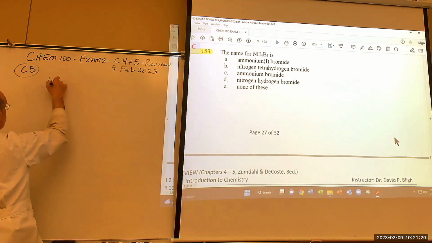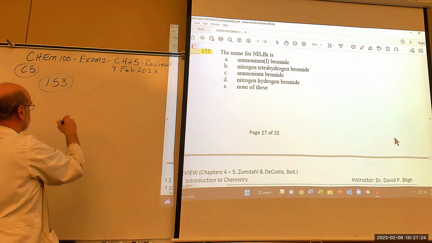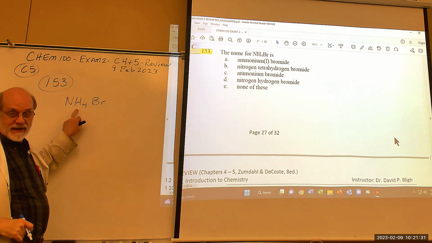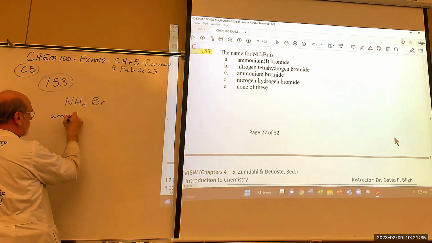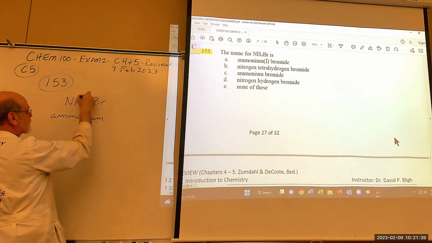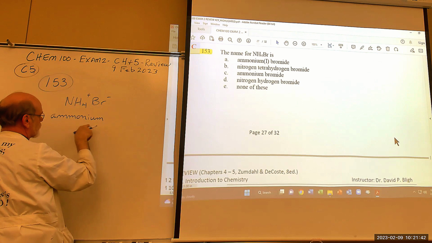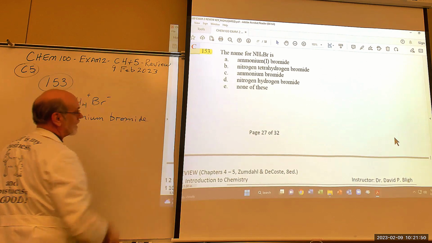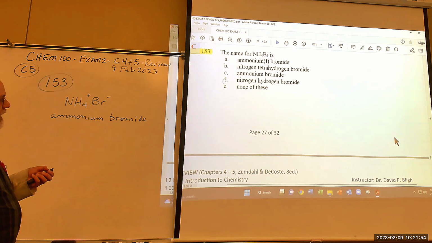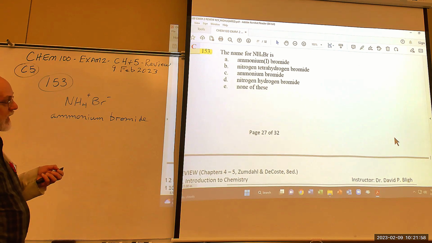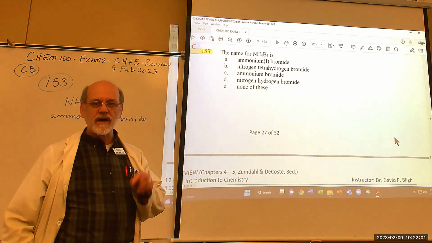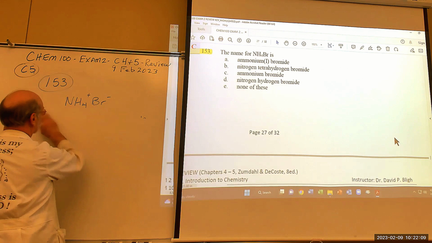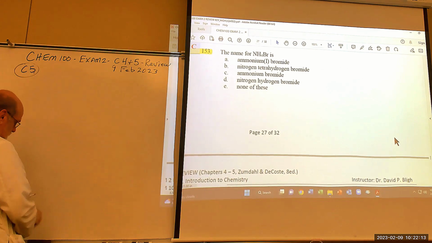Oh, 153. Name another one. NH4Br. This is a polyatomic ion, so look it up. This is ammonium. It has a fixed charge. Bromine is a halogen with a -1 charge. And they're balanced, one for each. Ammonium bromide. You don't say ammonium 1 bromide because that is redundant. Ammonium always has a +1 charge, so you don't repeat it. If you do, then it's wrong.